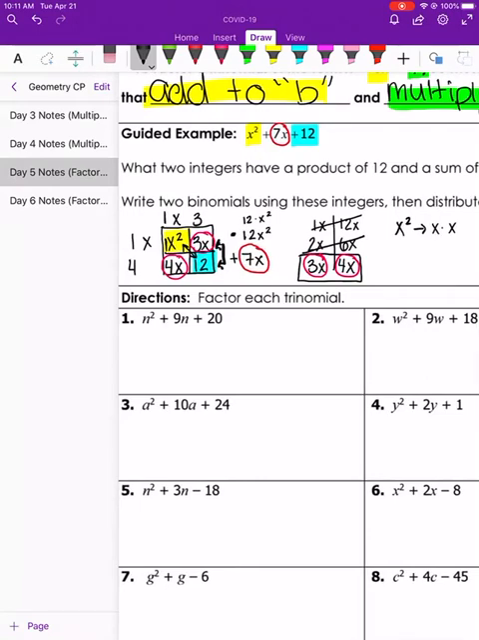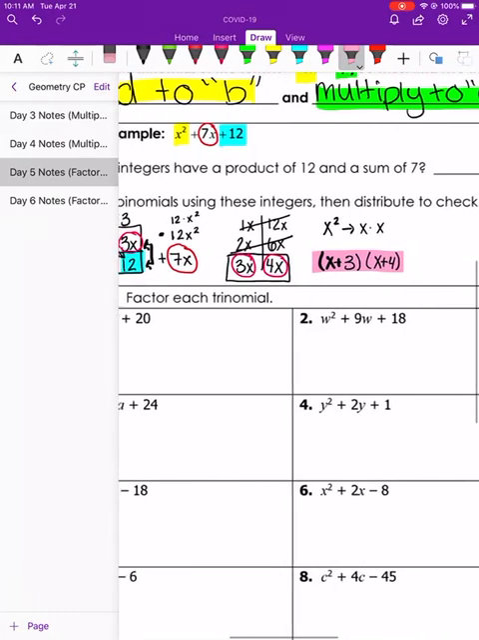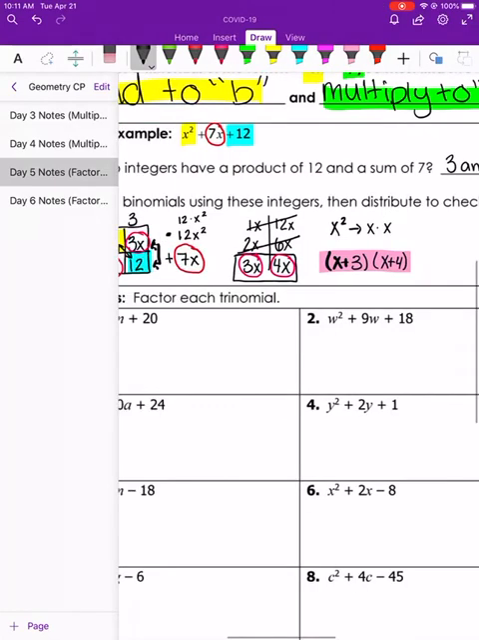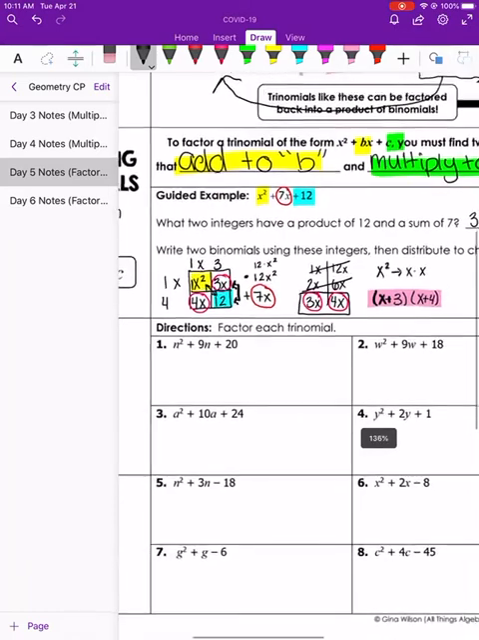Okay? So your answer is going to come out of what we just took out. So I have up top an x plus 3. And then on the side, I have an x plus 4. And this right here is your final answer. So what two numbers multiply to 12? Oh, this was 3 and 4. And then that would be your final answer, the x plus 3 and the x plus 4.